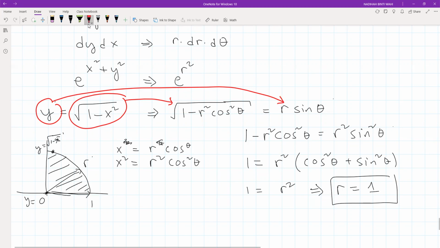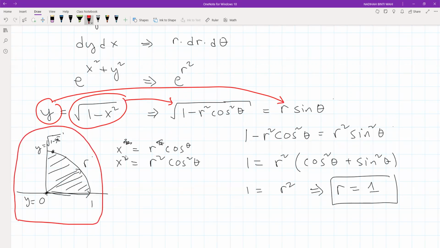Okay, so if you just look at the sketch, you can just plug in r equals 1. But if you want to be persistent in using the formula here, there is no problem either. So this is one way, this is another way. Which one is easier for you?